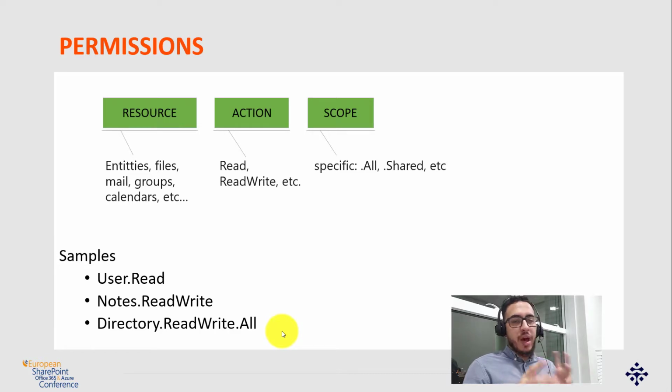So you have this resource, action and scope, and this is important because when you are creating this Azure app, you need to configure which permissions this app will ask for, and which permissions this app will be given to do in the environment that will be installed or consented. Okay.